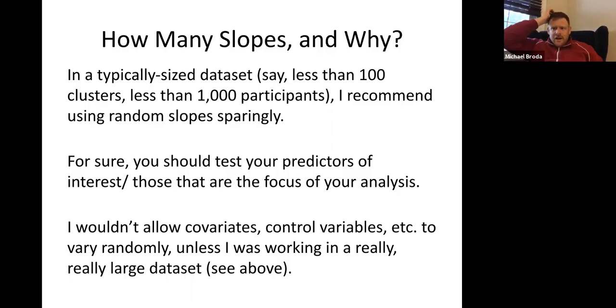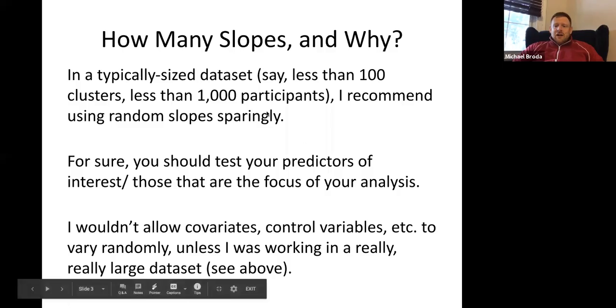And the reason why is that in a smaller data set, if you load it up with random slopes, it's not going to be very well powered. You're not going to have a ton of statistical power. And it's also likely, depending on the kind of estimator you use and so on and so forth, you can even introduce a little bit of bias into your estimates. So I would not recommend going crazy with random slopes.